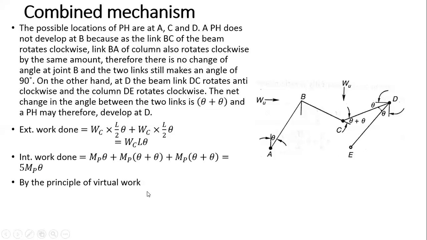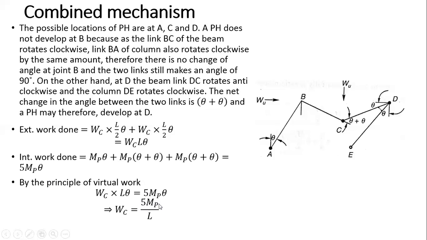So by the principle of virtual work, equate the two. So we'll get the WC as 5 mp by L. So we have three collapse loads. One under the beam mechanism is 8 mp by L. Then in the sway mechanism we have 6 mp by L, and in the combined mechanism we have 5 mp by L.